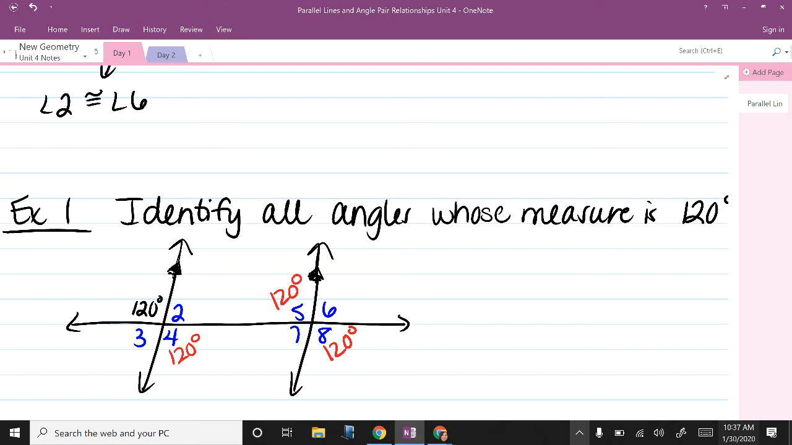What if I wanted the measure of angle 2? Right, these are a linear pair, aren't they? Also known as supplementary, right? All right, so 180 minus 120 is 60, right? So what all angles are 60 degrees? 3, 2, 7, 6. 2, 3, 6, and 7.